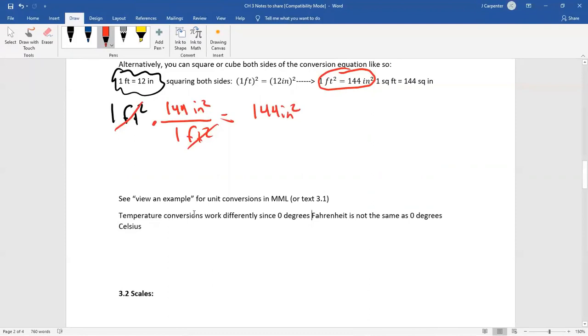32 degrees Fahrenheit is 0 degrees Celsius. 0 degrees Fahrenheit is some negative number in Celsius that I don't know off the top of my head. Somewhere in the ballpark of 15 to 20. I don't know. No one ever memorizes that. So because 0 in one is not 0 in the other, you cannot treat these as proportions. You cannot do dimensional analysis with this. You must use conversion equations.